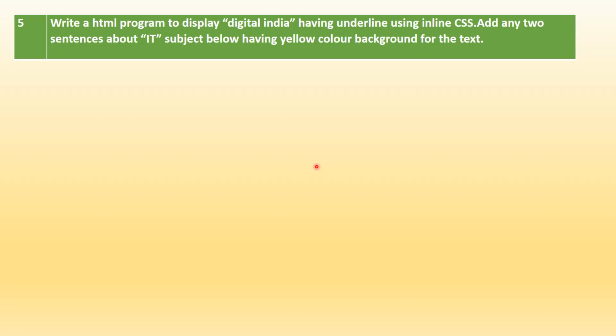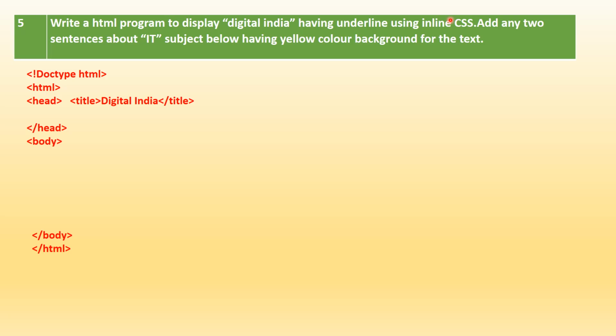Till now we have seen questions with internal CSS. Again, this is a board question with inline CSS. So when do we use an inline CSS? If you want to apply CSS on a single line or an element, we use inline CSS. We see the basic structure here. In this question, we have to display digital India having underline using inline CSS.